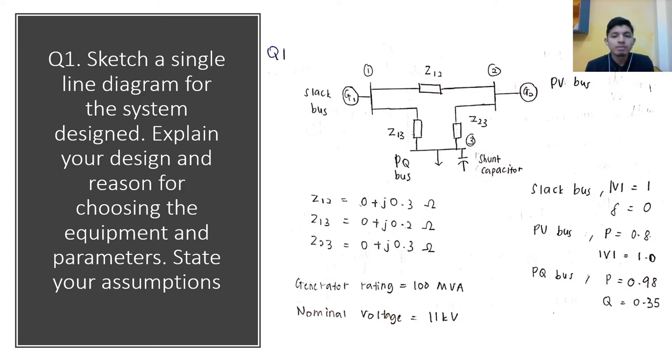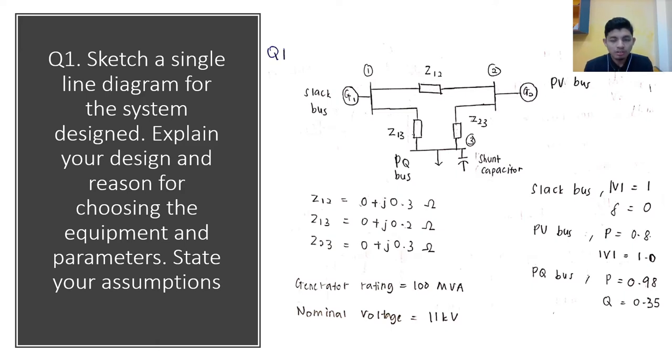The second one is a PV bus or generator bus. All the generators are connected to this bus, and it has a fixed active power and voltage magnitude, as stated in the answer scheme. And finally, we have a PQ bus or the load bus. This load bus also has P and Q values as stated in the answer.